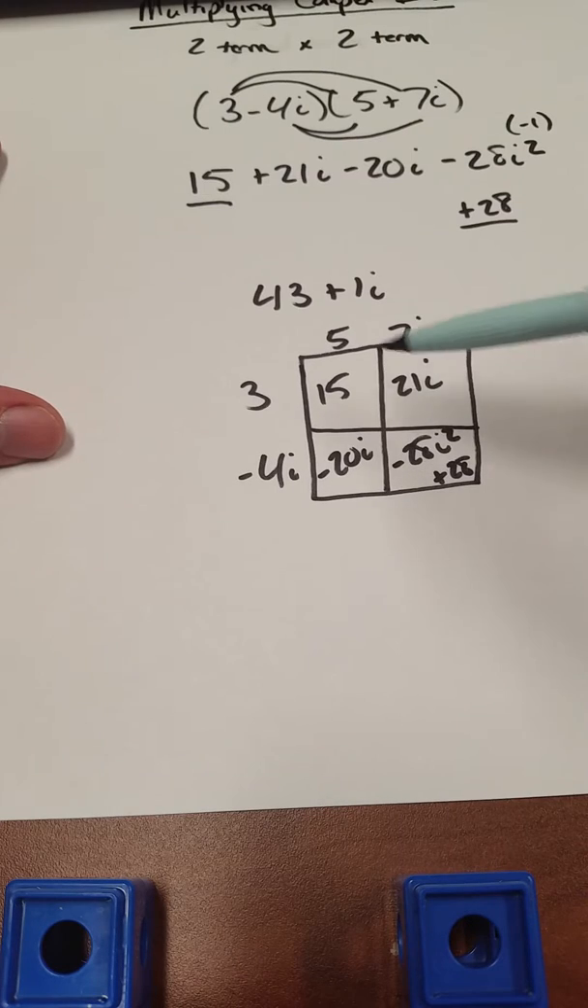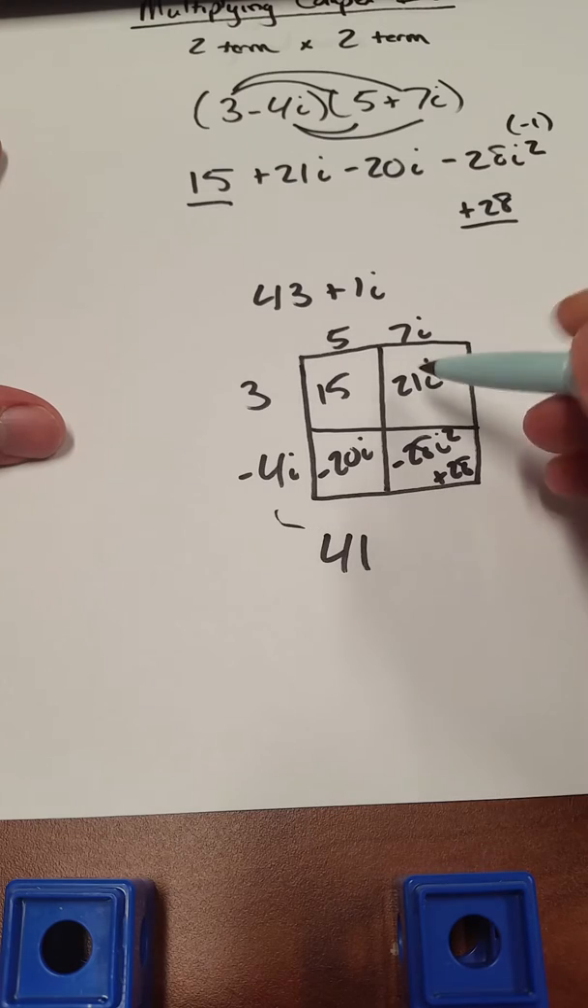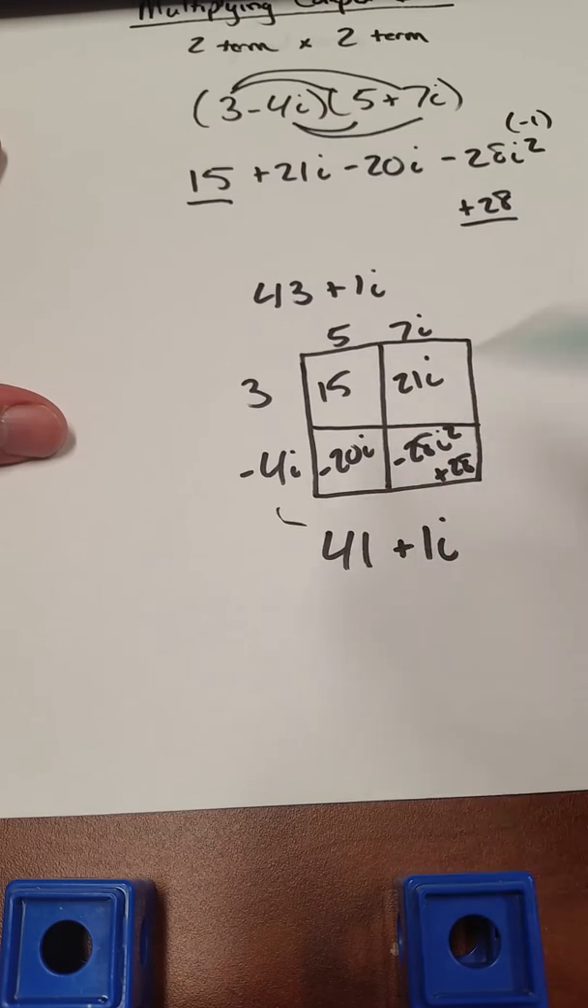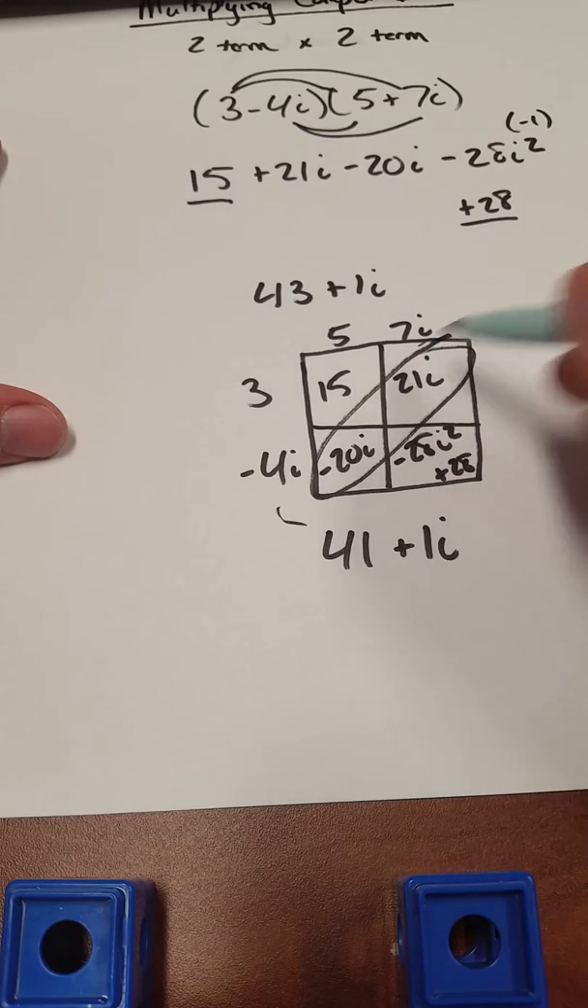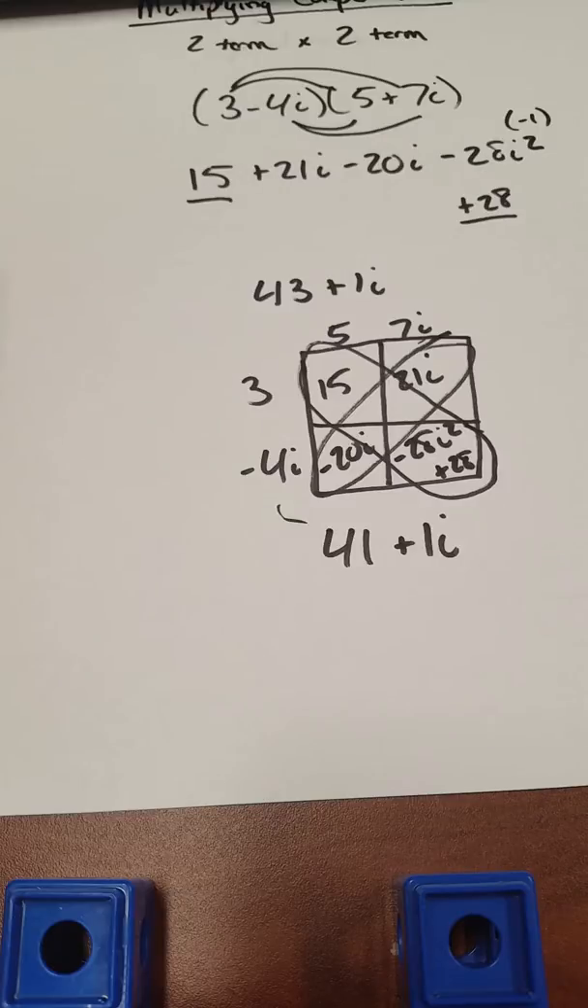Now if you look at your diagonals, 15 and 28, 43. 21i and negative 20i make positive 1i. Same type deal. So you just look at the diagonals and combine like terms on the diagonals. Okay?